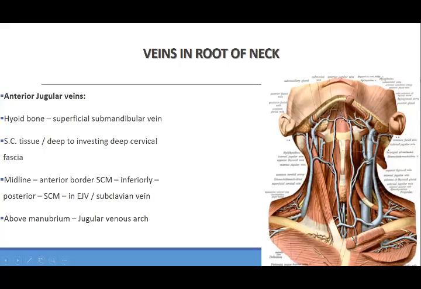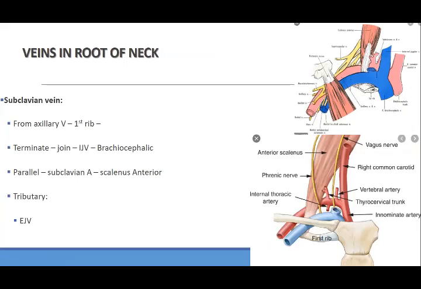Now, one thing that one has to remember is that the two anterior jugular veins join each other immediately above the manubrium. These are the clavicles, right? So this area would be the manubrium. Immediately above the manubrium, the two anterior jugular veins join each other and form this vein, which is called the jugular venous arch. Any questions so far?